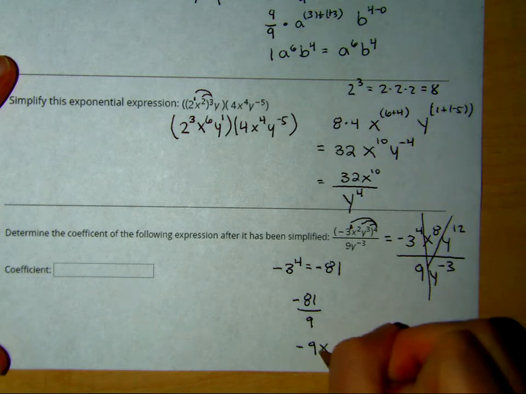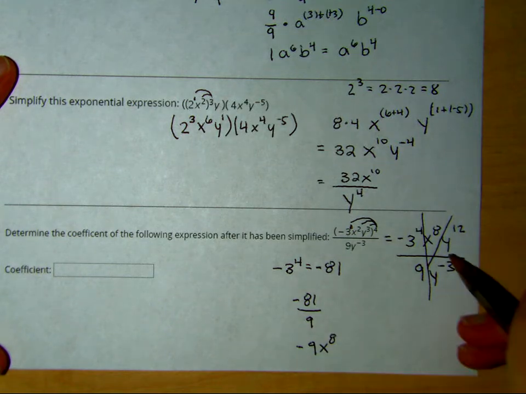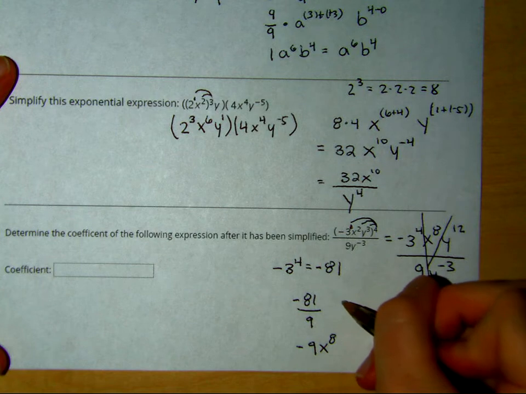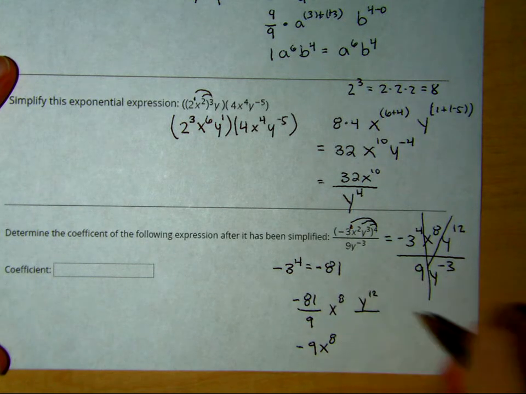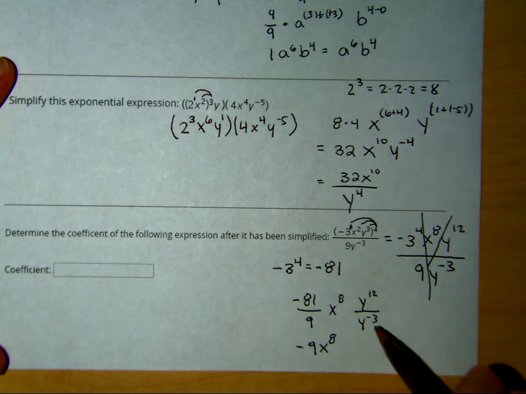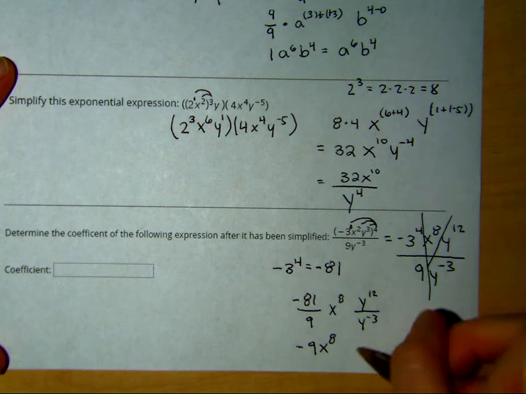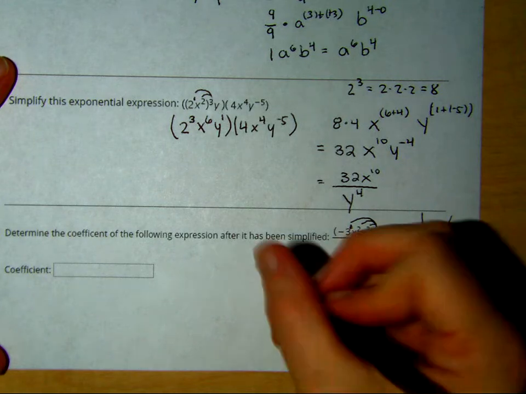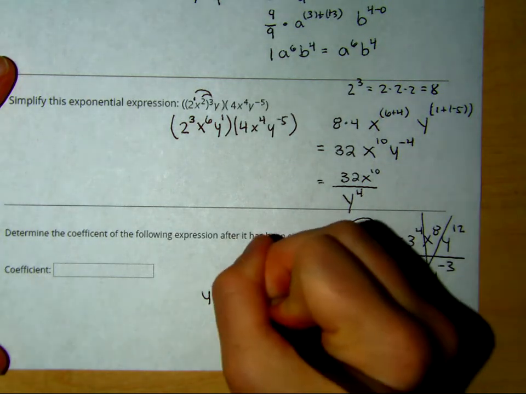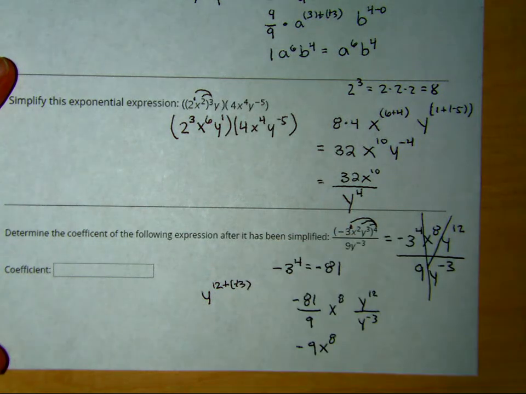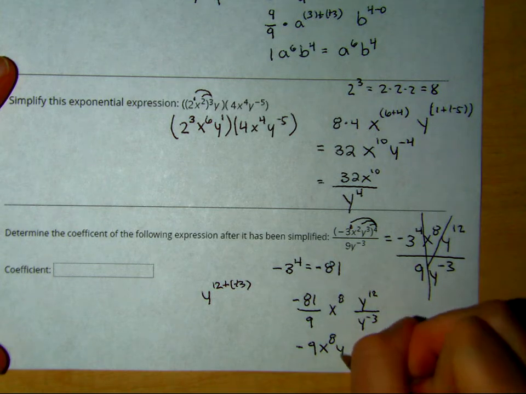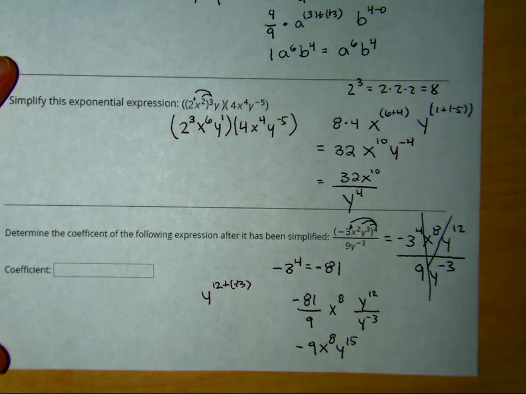Then our x value stays the same because there's no x to simplify the x to the 8th with. Okay. And then we have y to the 12th. So x to the 8th. Y to the 12th divided by y to the negative 3rd. When we divide, we subtract. So that ends up being, I'm just going to write it over here. So we have y to the 12th minus a negative 3, plus a positive, so that we end up getting y to the 15th.